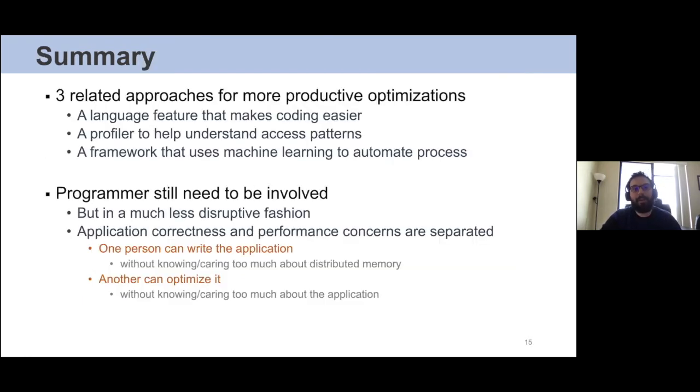Okay, to summarize, I presented 3 different approaches very briefly and probably vaguely to help with data locality in HPC systems. The main goal being to bridge the gap between shared memory and distributed memory programming. Obviously, programmers still need to be involved, but in a much less disruptive fashion. And most importantly, the separation of concerns is achieved to a good extent, I believe, to such a degree that one person, a domain scientist, can write their application without caring about performance or distributed memory, and another person can take that application and optimize it without really caring too much about application logic.